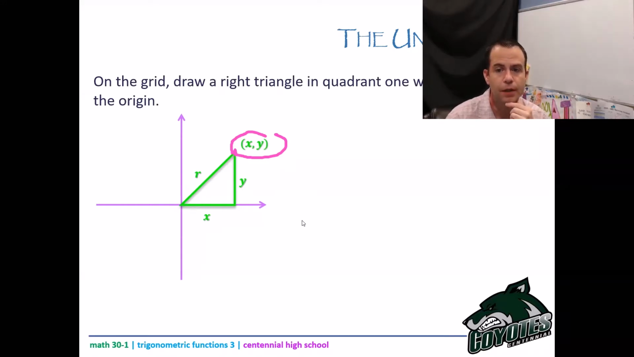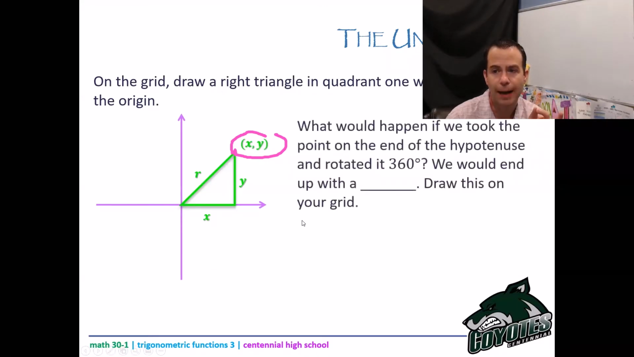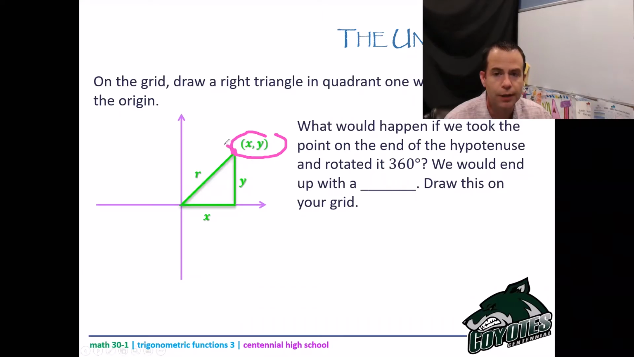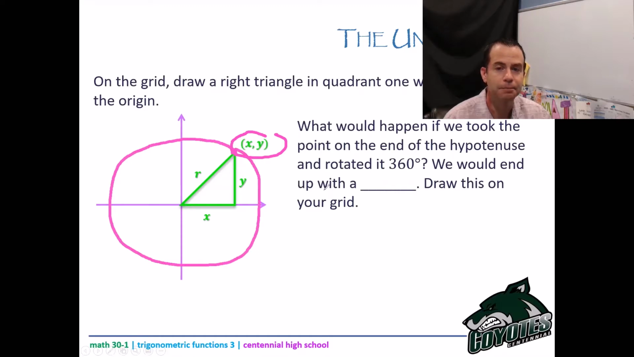Now what would happen if we took that point, the X comma Y on the end of the hypotenuse, and rotated it 360 degrees? What would we end up with? Well, if I took this and rotated it 360 degrees, I would end up with a really bad drawing of a circle. But that's okay. What I want you to notice is that X comma Y gets rotated all along the edge here.